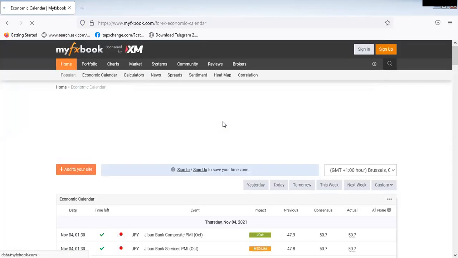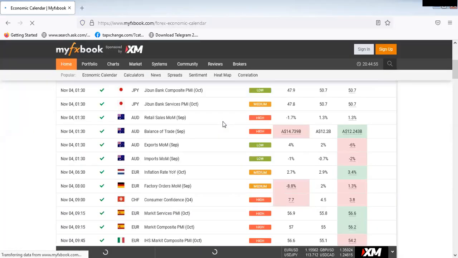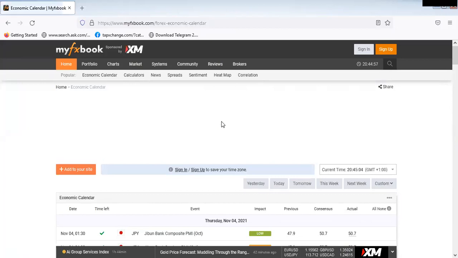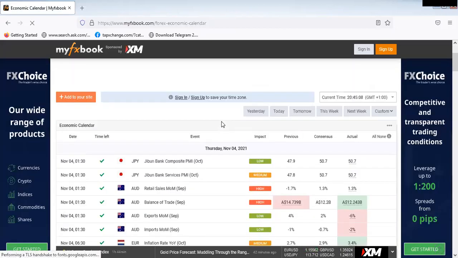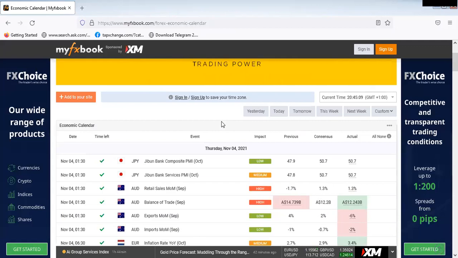Once you click on economic calendar, you will see that I want to teach you how to news trade. How to news trade. Look at it. This is another section entirely. Do you know why I love news trading on Myfxbook? I'll tell you something tonight.